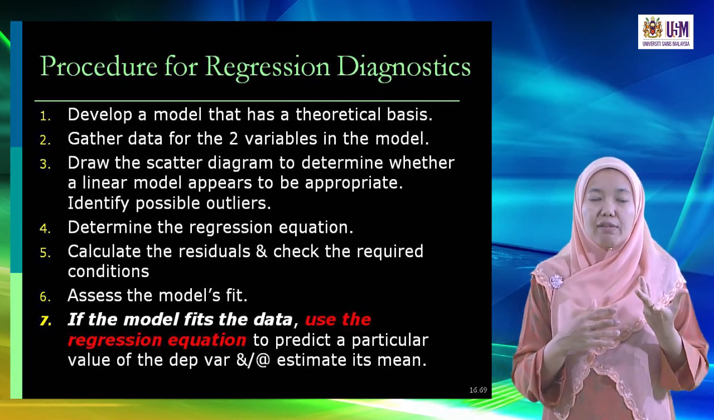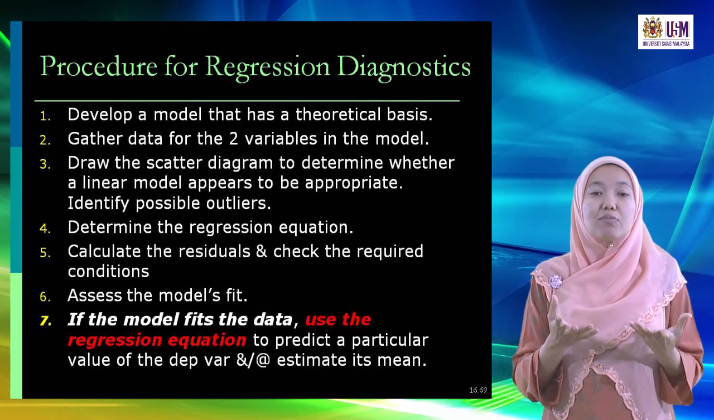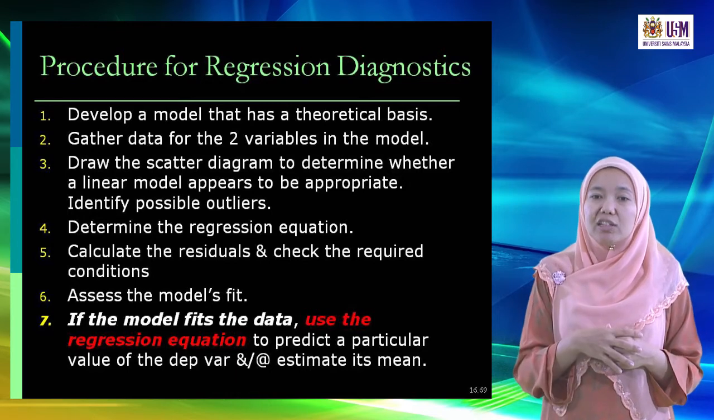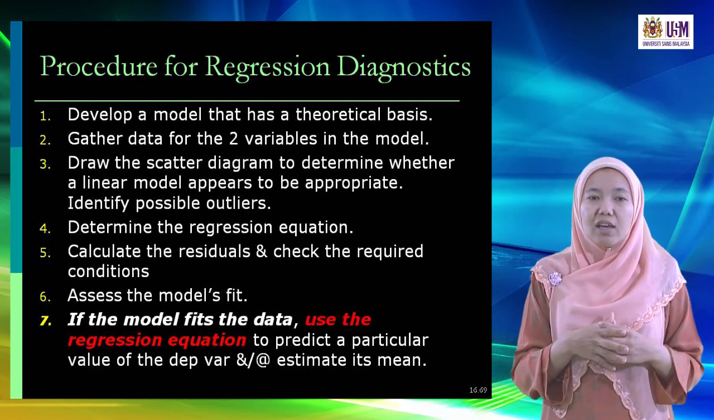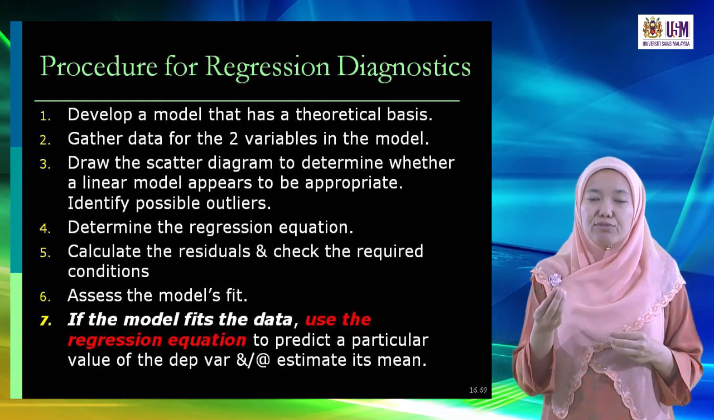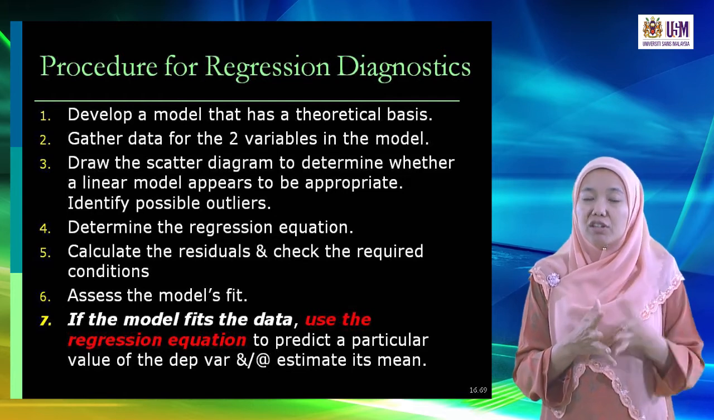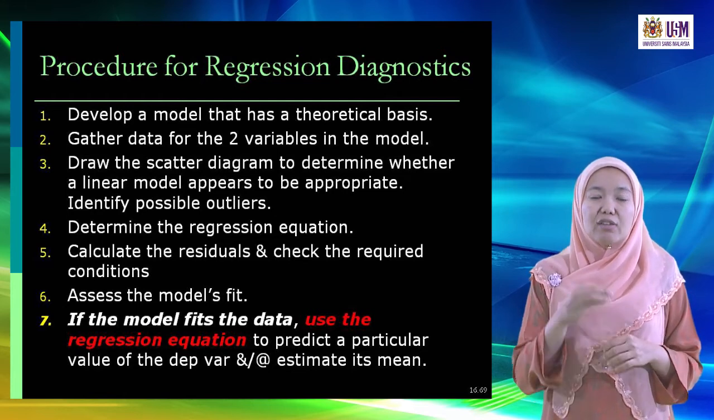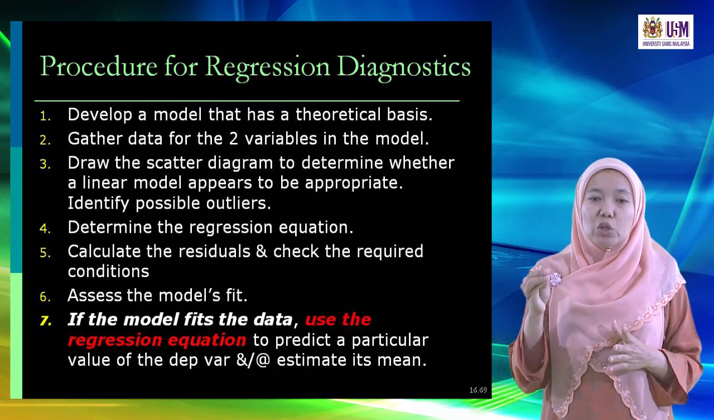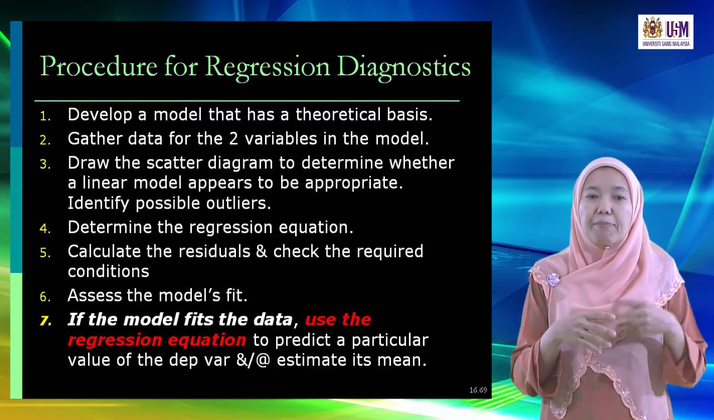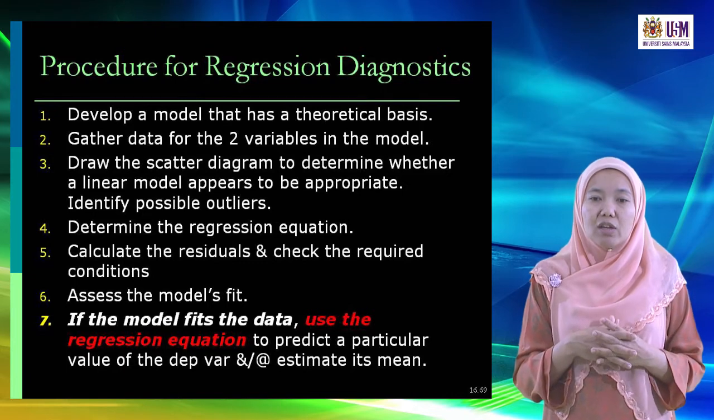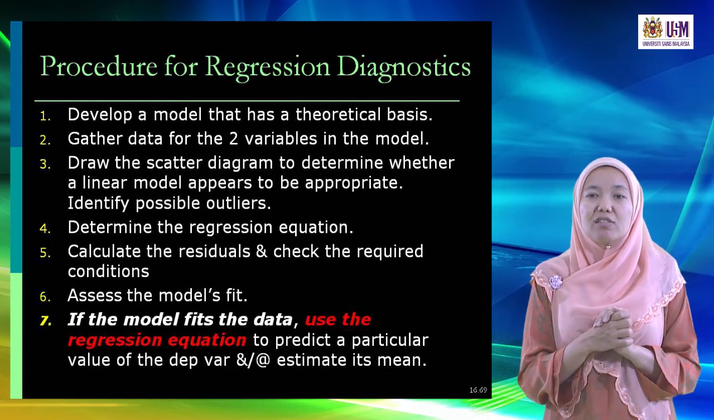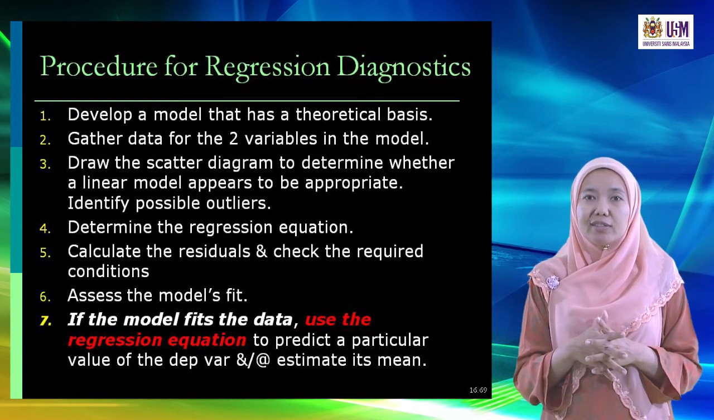Number four, this is where you determine the regression equation. Step 5, this is where you calculate the residuals and check the required conditions. And number 6, you need to assess the model's fit in terms of the coefficient of determination, capital R square, as well as the SSE. And if the model fits the data, you can use the regression equation to predict a particular value of the dependent variable and estimate its mean.